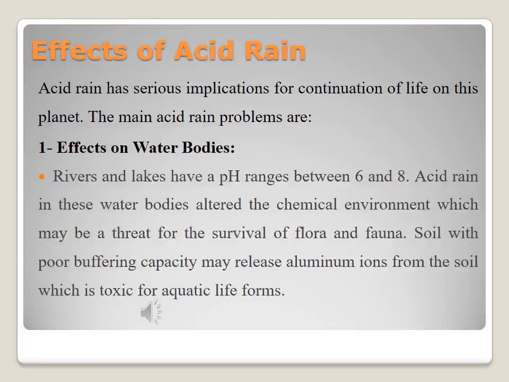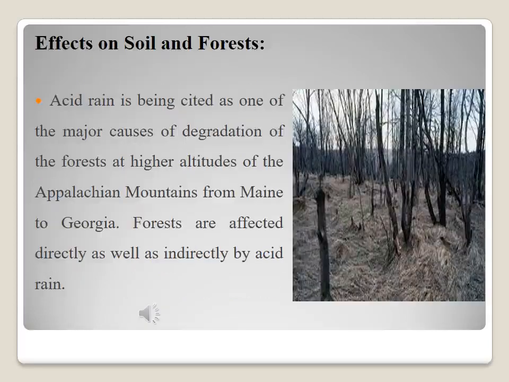Now let's have a look at the effects of acid rain. Acid rain has a serious implication for continuation of life on this planet. The main acid rain problems are: number one, effects on water bodies. Rivers and lakes have a pH range between 6 and 8. Acid rain in these water bodies alters the chemical environment, which may be a threat for the survival of flora and fauna. Soil with poor buffering capacity may release aluminium ions, which are toxic for aquatic life.